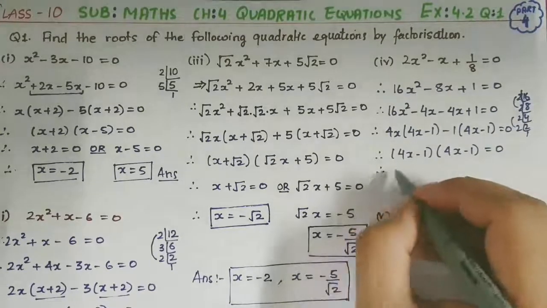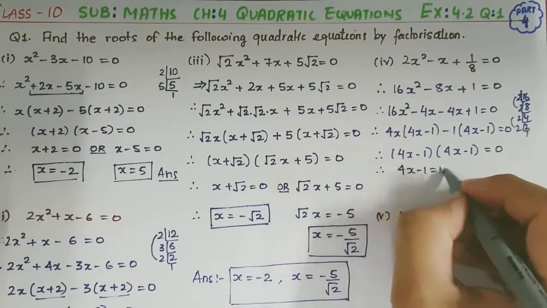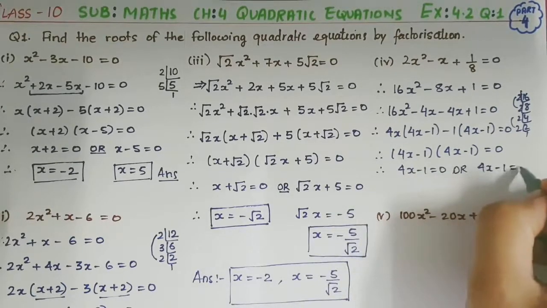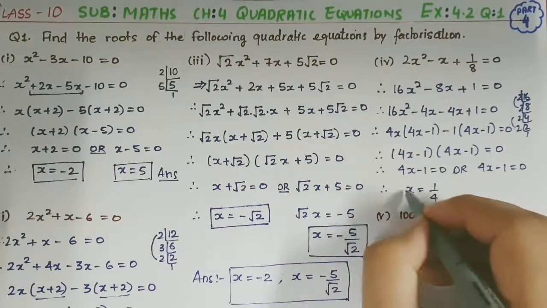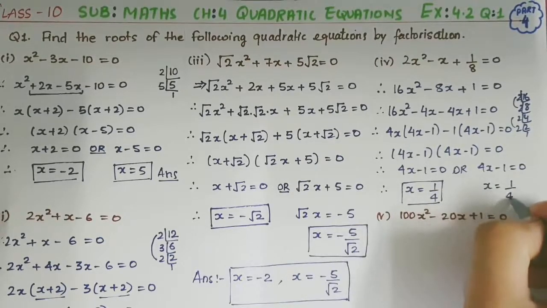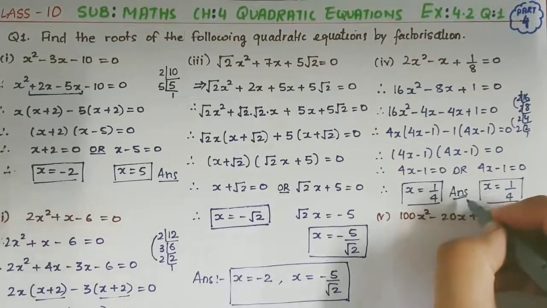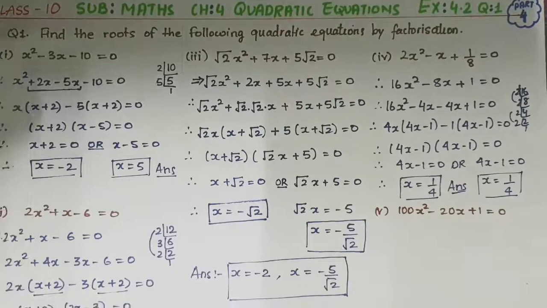So we have 4x minus 1 equals to 0, or 4x minus 1 equals to 0. Now the answer will come as x equals to 1 upon 4, and here also x will come 1 upon 4. You have to write it down twice. Okay, so this is your answer. I hope you have understood. Now let us solve the last question.